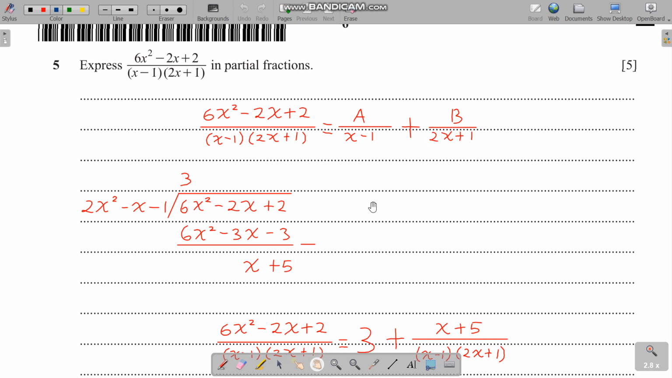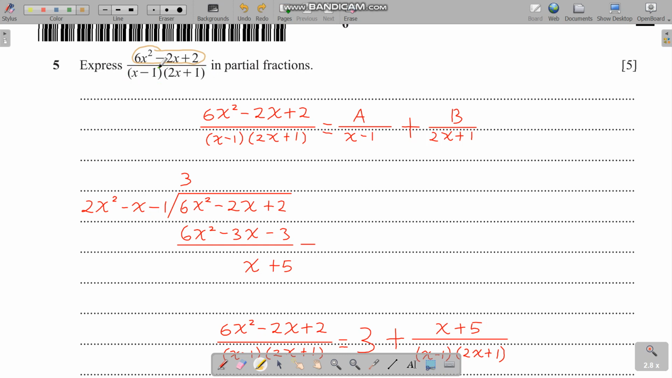Express in partial fractions. So first of all, we have to analyze the orders of the numerator and denominator. Order means the highest power of x. On the numerator, the highest power of x is 2, and on the denominator, if we multiply everything, we get also x squared. So this means we have an improper algebraic fraction, because if we want to use partial fractions decomposition, we have to make sure the highest power of x in the numerator should be smaller than the power of x in the denominator.